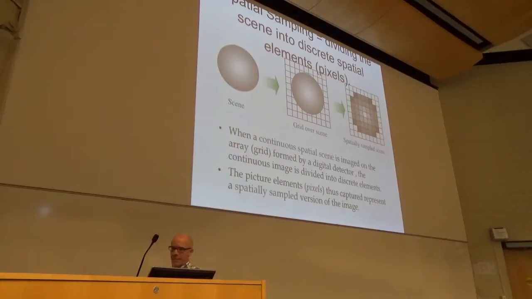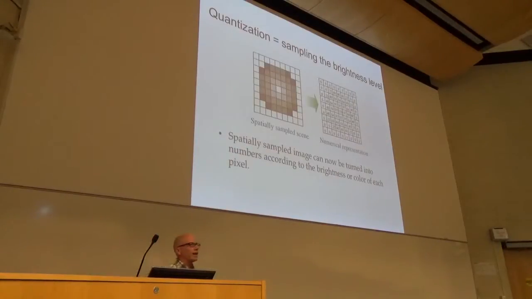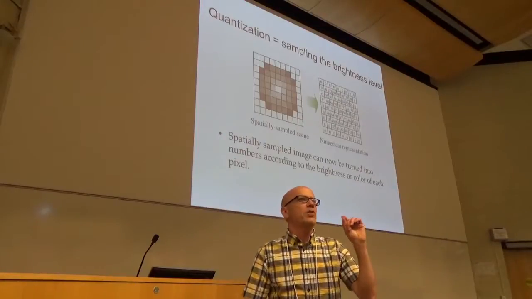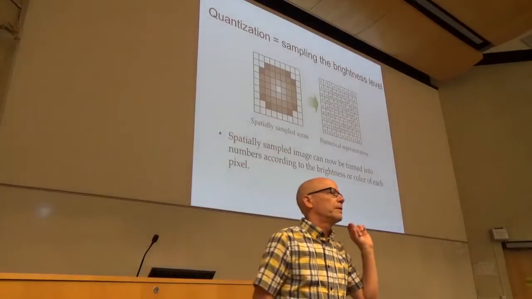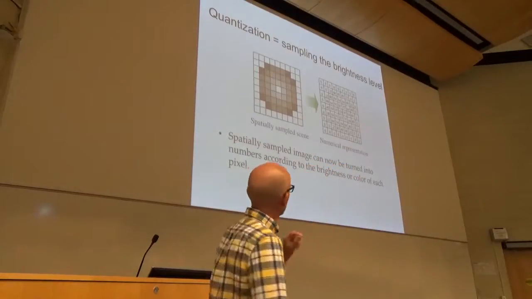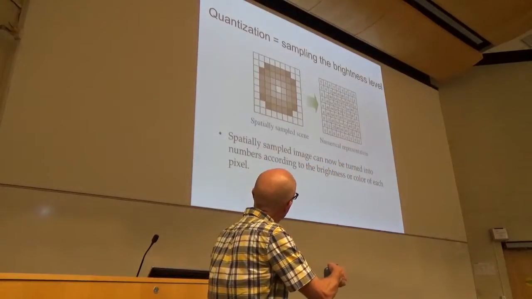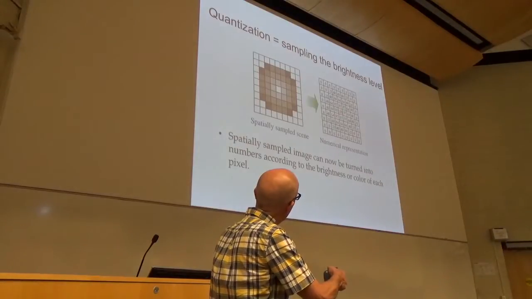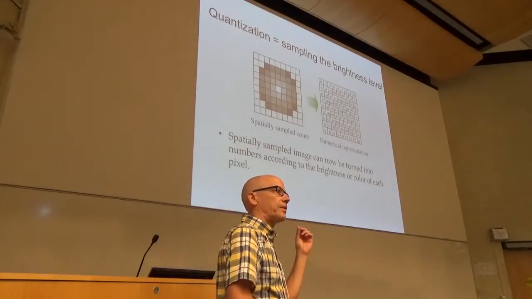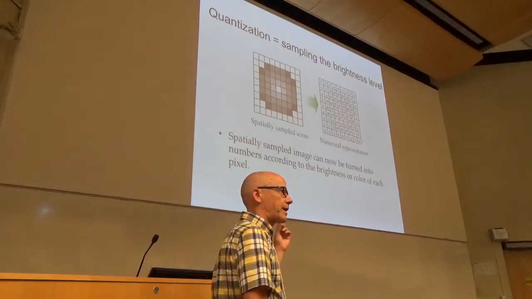And then once you sample, then you're going to quantize. So that's the actual measurement. You're going to count how many electrons are there, and they're going to turn that into a digital number through an analog to digital converter somehow. And so then we have a representation.